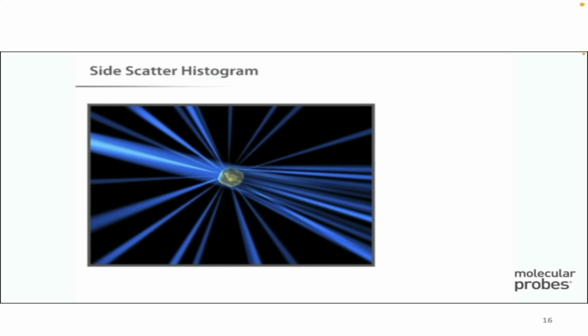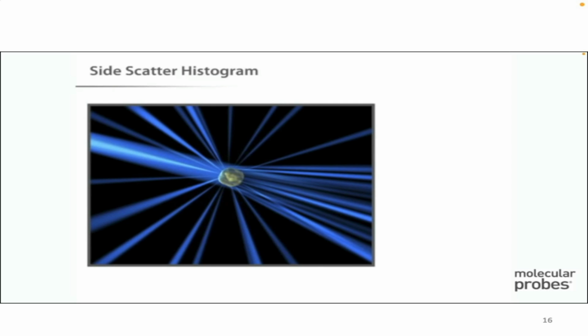That physical parameter is called forward scatter. And the way I like to think about forward scatter is it's basically how much the light is bent around the cell. So you can see I might have a small cell. It has a small forward scatter. If I have a big cell, it has big forward scatter.